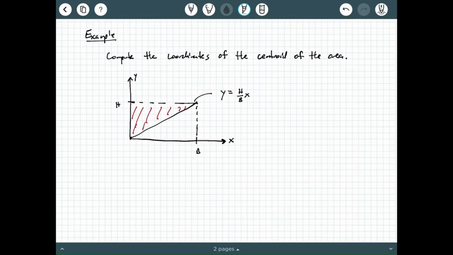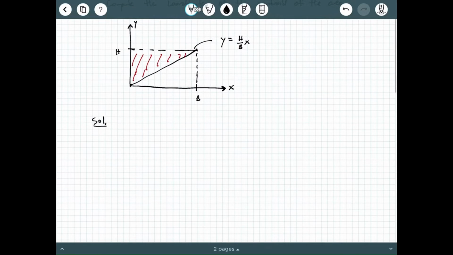So how do we go about calculating the centroid of this area? Same process as before. We have x bar equals integral x tilde dA over integral dA, and then of course y bar equals integral y tilde dA divided by integral of dA. Same process as before. However, you have to look at each of these problems in a slightly unique way.